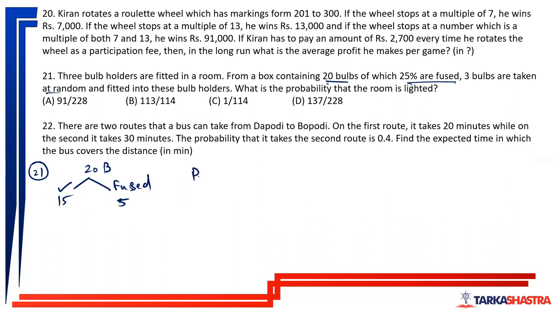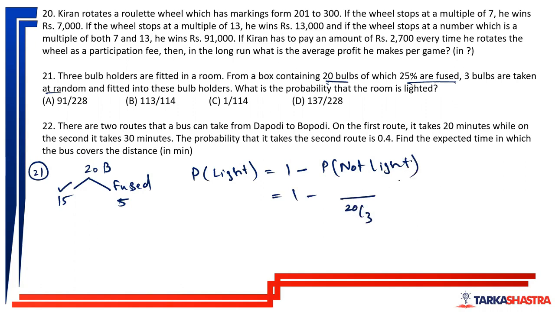Very easy. So the probability that the room is lighted is nothing but 1 minus the probability that the room is not lighted. Which is 1 minus, total cases 20C3, as I can choose any 3 bulbs. When will the room not be lighted? When I choose 3 bulbs out of these 5. So 1 minus 5C3.